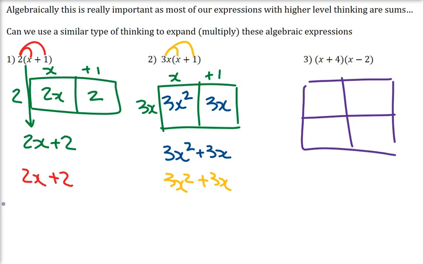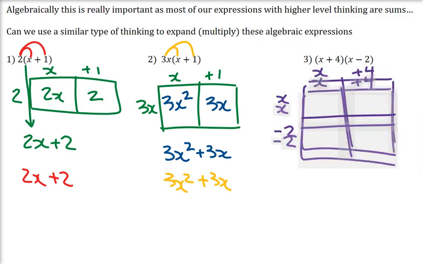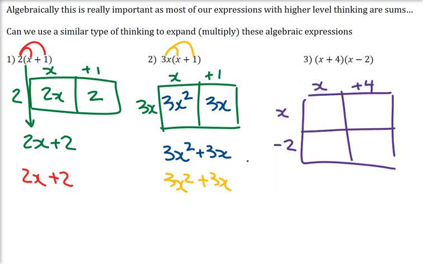So what's the top length? x plus 4. Yeah, x plus 4 on the top. So that means this one here is going to be x minus 2. x minus 2, right? And I might have to move that slightly to make sure I've got room. Okay, so what's that top left box? x squared. Yeah, x squared.